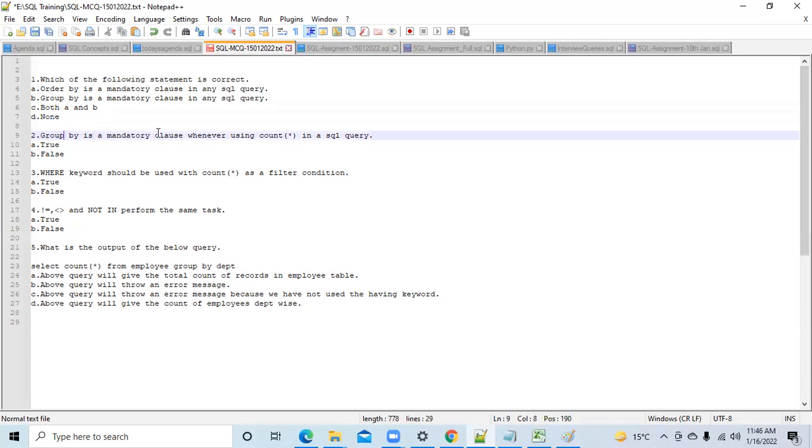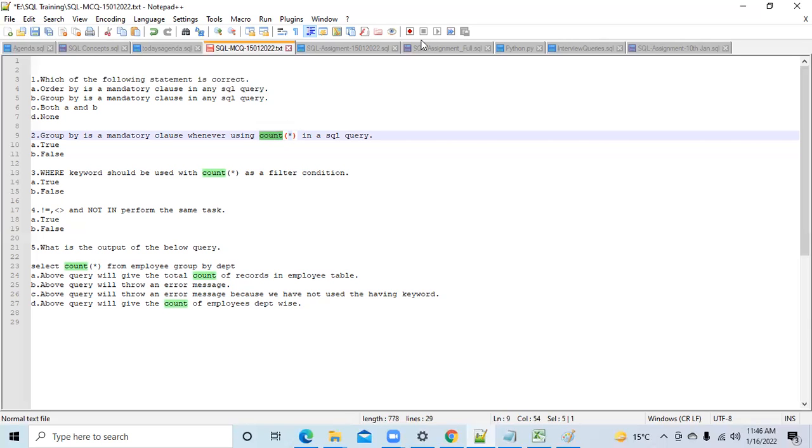Next question: group by is a mandatory clause whenever using count of star in a single SQL query. True or false? False. Okay. Apart from count of star, if we use any other column in the select clause, then only we will use group by. Correct. So if you're using count of star, you have to take care whether you have any other column in the select clause or not.